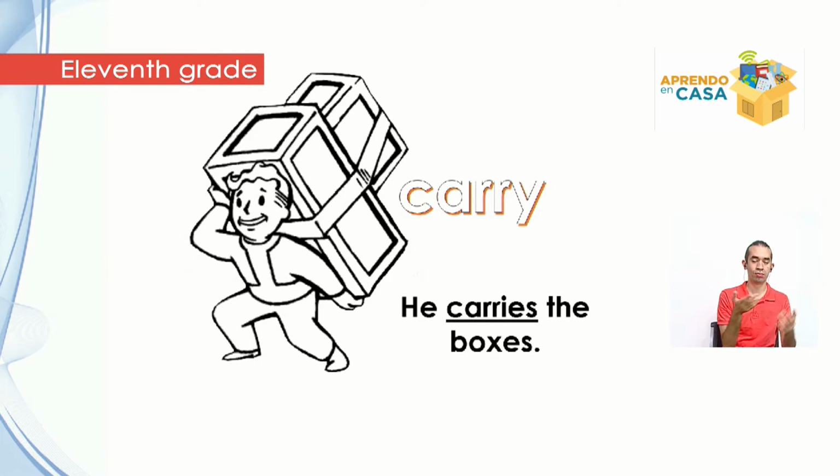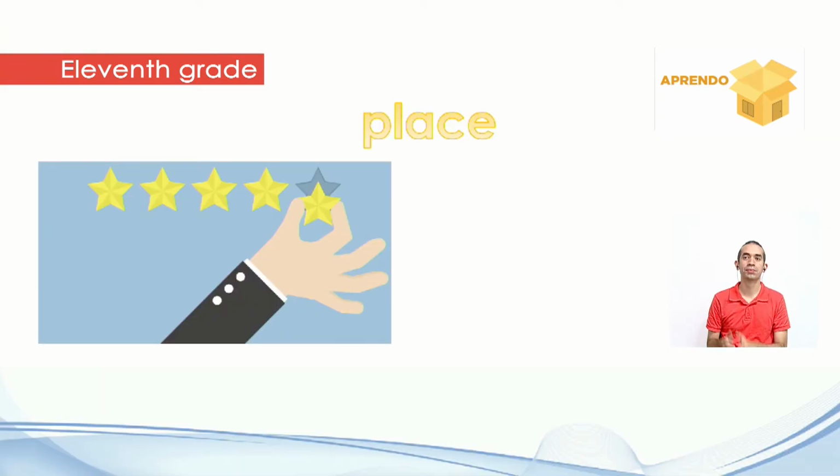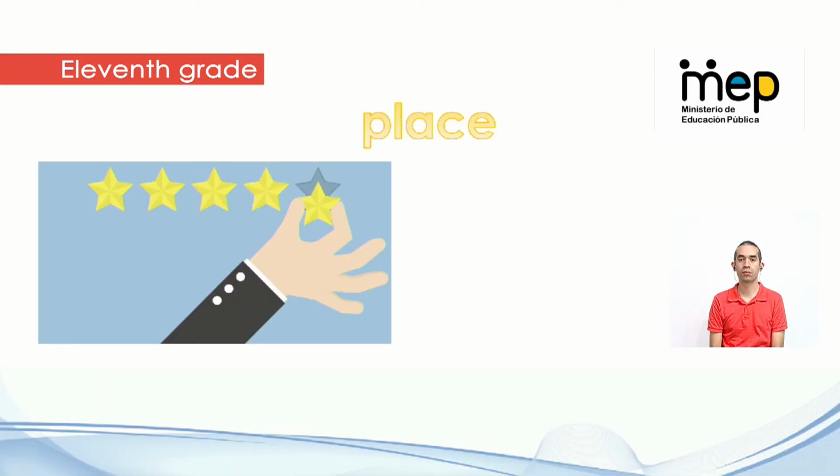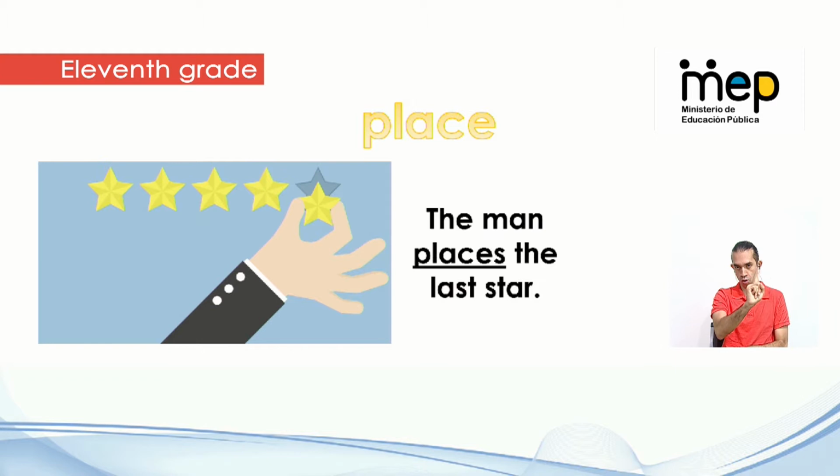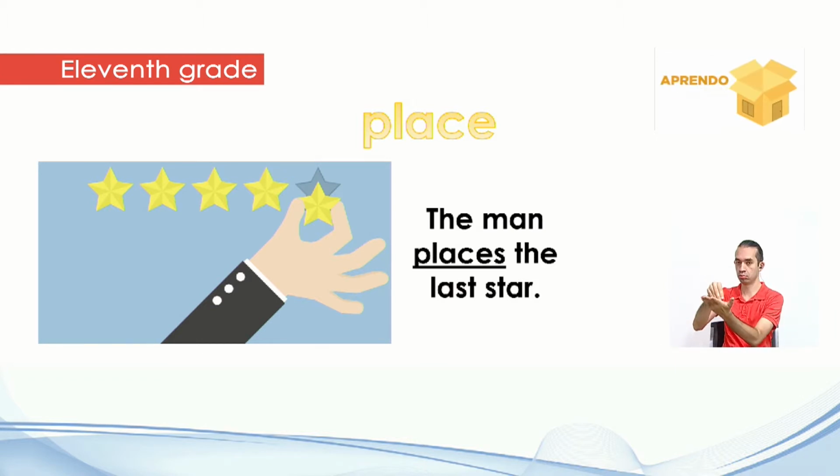That is to carry. The next one that we have is the word place. And in this case, it's not the noun, it's actually the verb. So you see that in the picture, the man places the star. So place is actually to put in a very specific spot. So he is placing the last star.